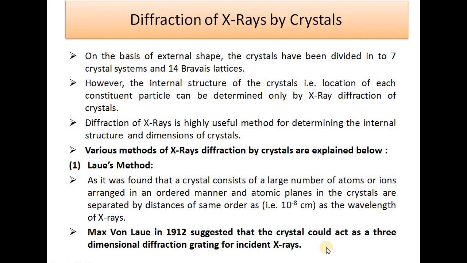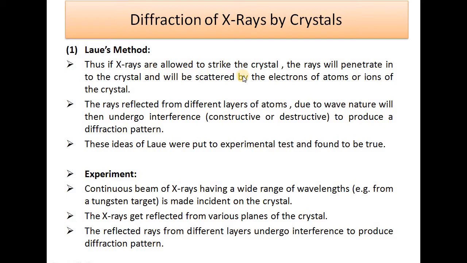So, he suggested if X-rays are allowed to strike the crystal, the rays will penetrate into the crystal and will be scattered by the electrons or atoms or ions present in the crystal. And these reflected rays from different layers of atoms, or you can say, from different planes of atoms, due to wave nature will then undergo constructive or destructive interference to produce a diffraction pattern.